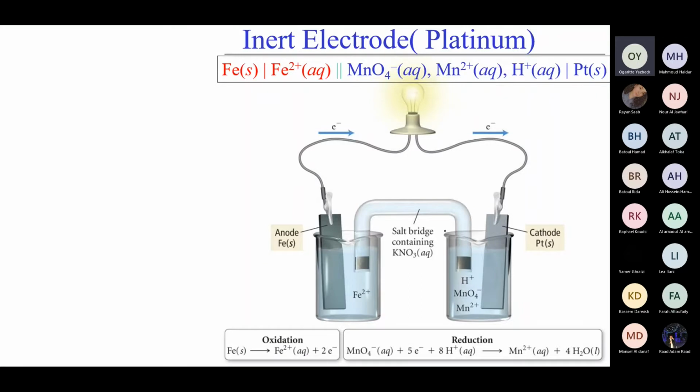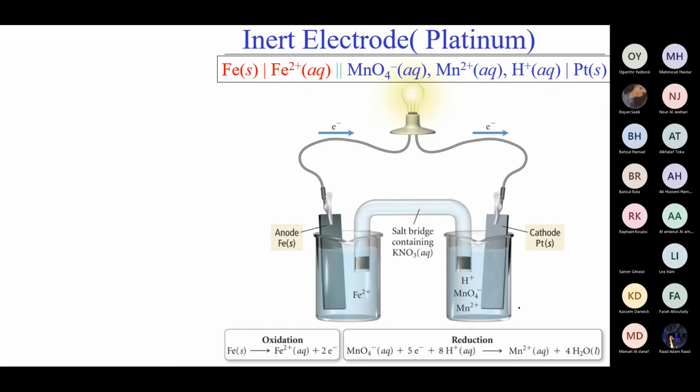So here we have a cell. Let's write the cell notation for this cell that is here. We first look at the left-hand side, and that's what we write first. At the electrode, it's the iron going to iron 2 plus. So this is the oxidation part. So iron solid goes to iron 2 plus plus 2 electrons. So when I write the cell notation, I put Fe solid, or the electrode, goes to Fe2 plus.